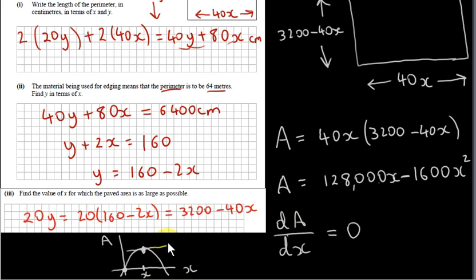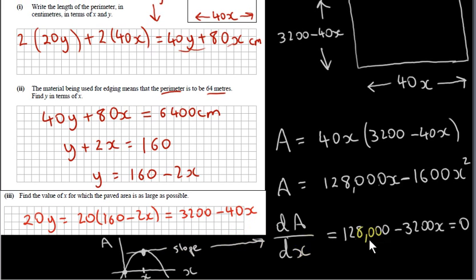So the slope of this tangent is dA/dx, and that's equal to 0. So differentiating this function here, if we differentiate 128,000x with respect to x, we just get 128,000. The x just drops out. When we differentiate this term, we multiply 2 by 1600 to give minus 3200, and we take 1 from the power, so we get minus 3200x.